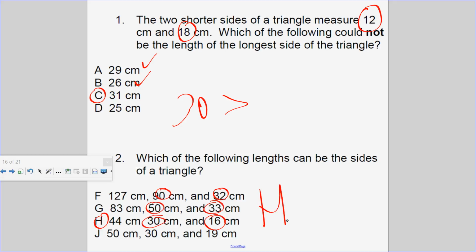Yes, H. So this is the study of triangle inequalities. In this study, the sum of the two shorter sides has to be greater than the third side.